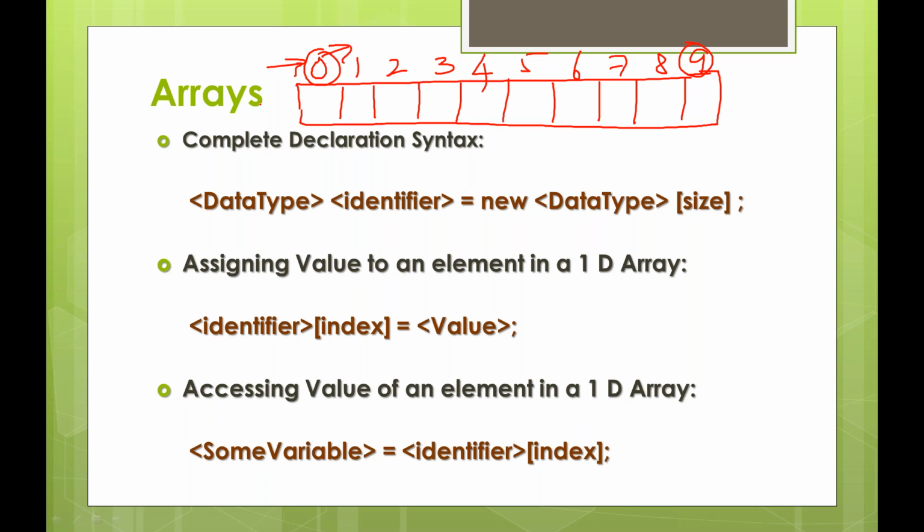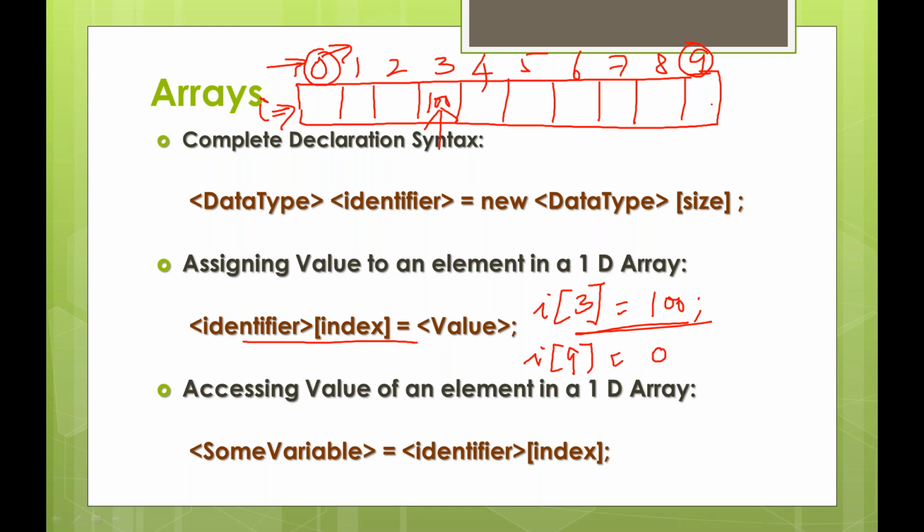You have to remember this, it is very important. And then you have named it as I. Here we are trying to assign a value. Say I want to assign the 4th element: I of 3 is equal to 100. Once this statement is executed, you will see 100 assigned here. This is how I assign.